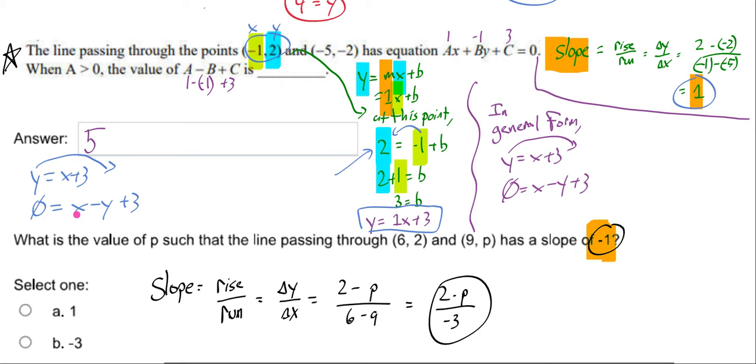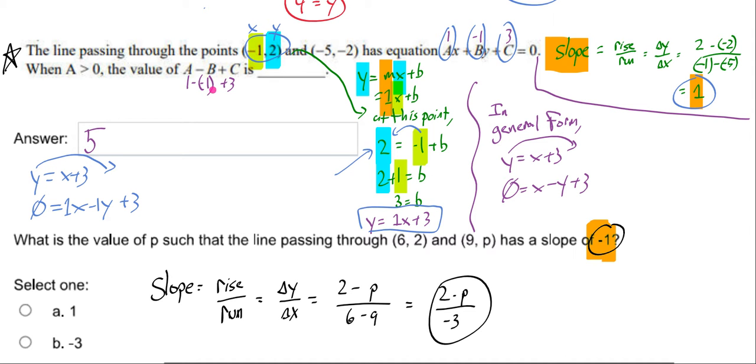My coefficient of x is a 1. That's 1x. The coefficient of y is -1. That's -1y. The coefficient of 3, there is no coefficient, it's just a constant, is 3. So a is 1, b is -1, c is 3. If I take a minus b plus c, 1 minus -1 plus 3, that's 5.